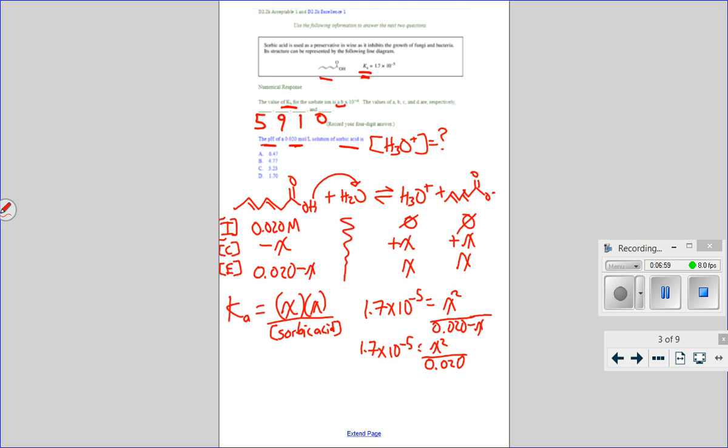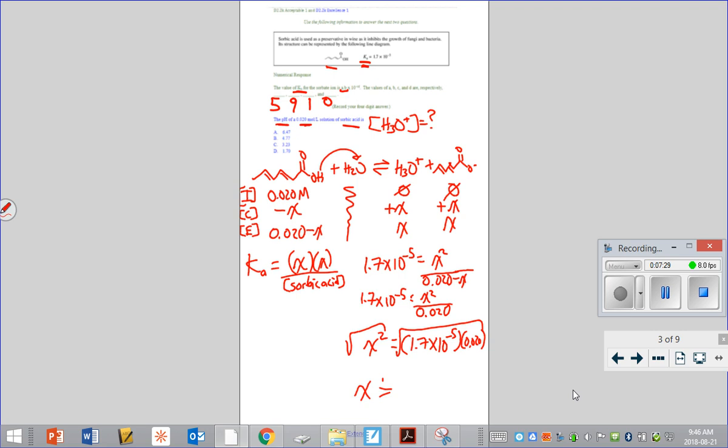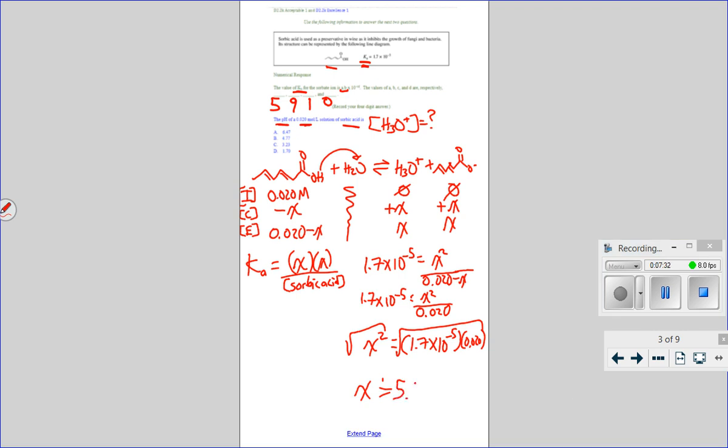So now we're going to rearrange to find what x is. We have x squared equals 1.7 times 10 to the negative 5 times 0.020, and then we'll square root both sides. When you do that, you're going to get a value for x, and again, keep all your decimals in your calculator. I would keep all of those values for x because I'm not done my calculation.